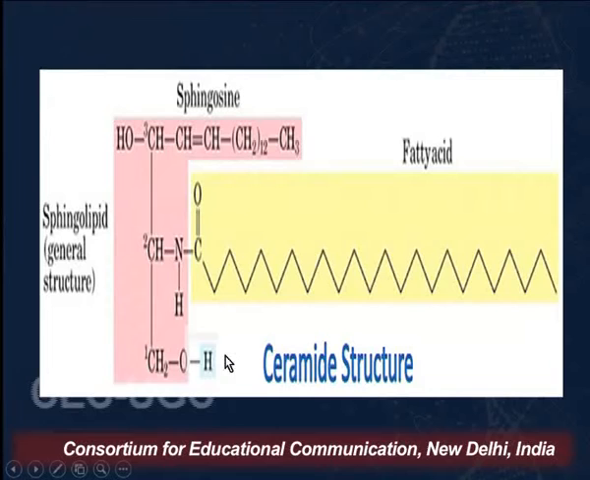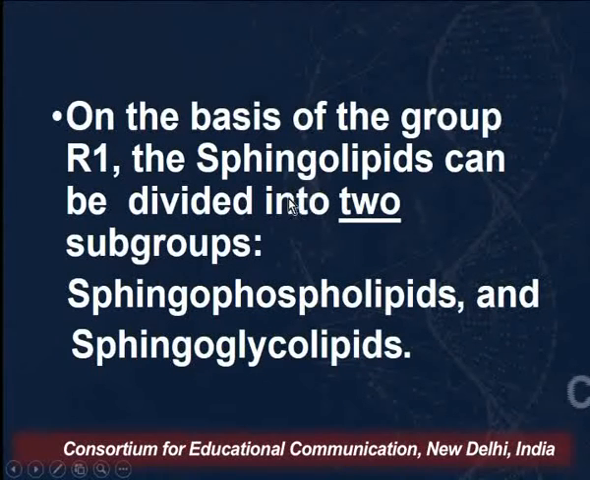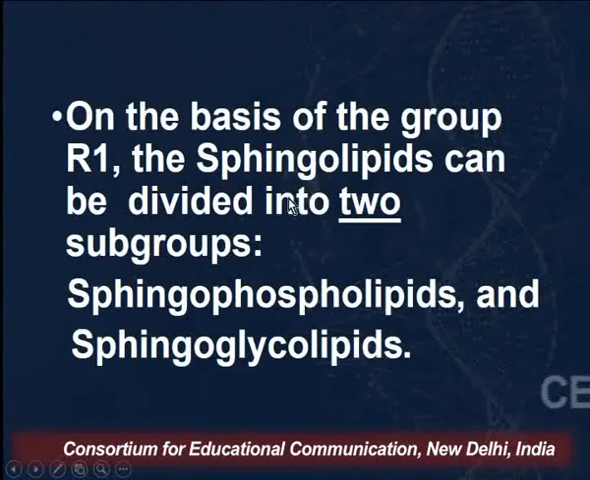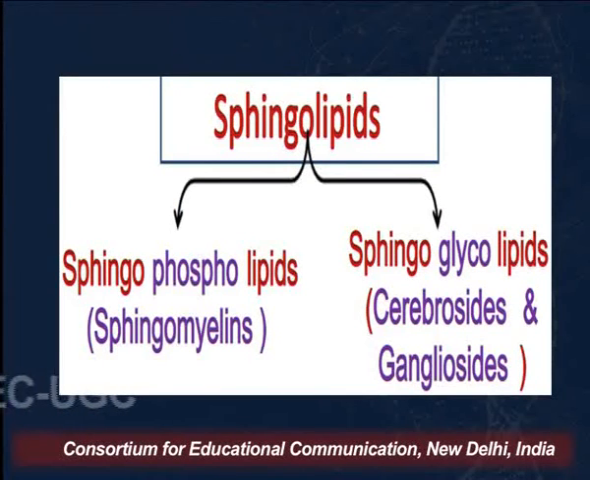And when we are making the derivative, what you have to remember is that this H is going to become our R1. That is, if we replace this H with some other groups, we will get other classes of sphingolipids. So on the basis of the group R1, sphingolipids can be divided into two subgroups. One is sphingophospholipids and the other is sphingoglycolipids.